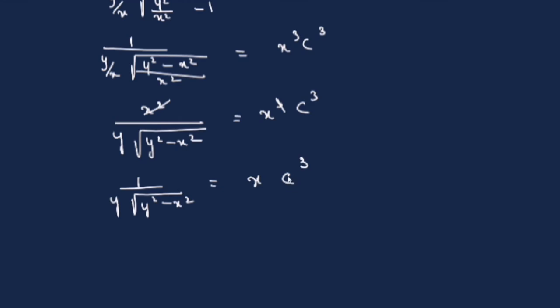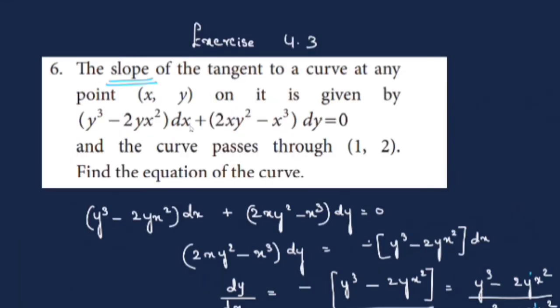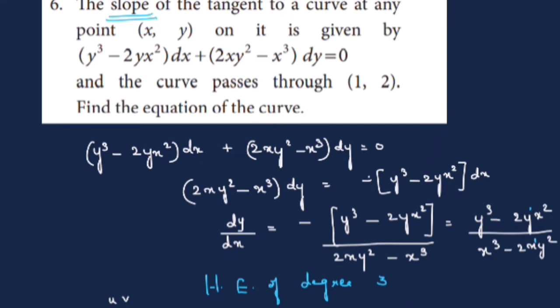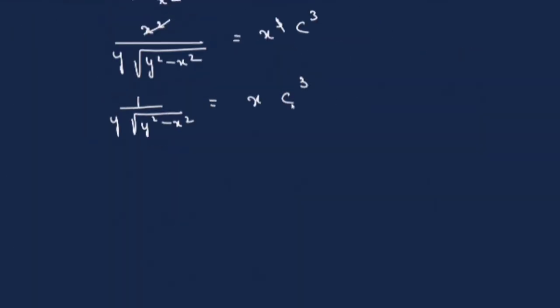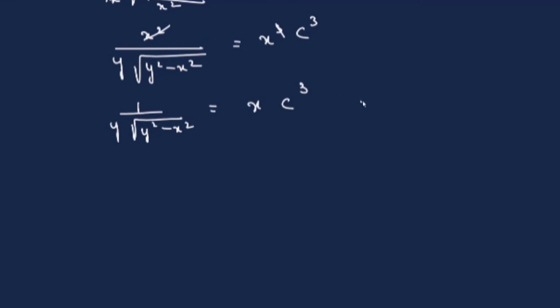Now to find the c, they have given a condition here. What is the condition? The curve passes through 1 comma 2. So we have to use the condition, which is given to find the constant c. So put x is 1 and y is 2. If they have not given this condition, the previous expression is the answer. So 2 into root of 2 square, 4, minus 1, 3, is x is 1, so 1 into c cube. So c cube is this.